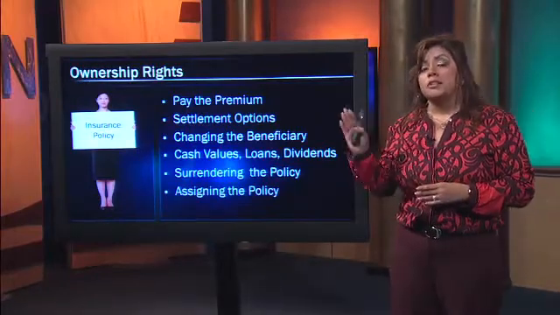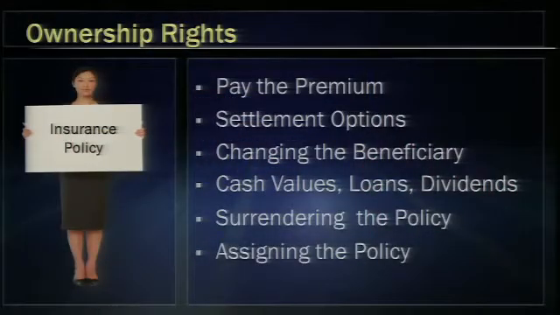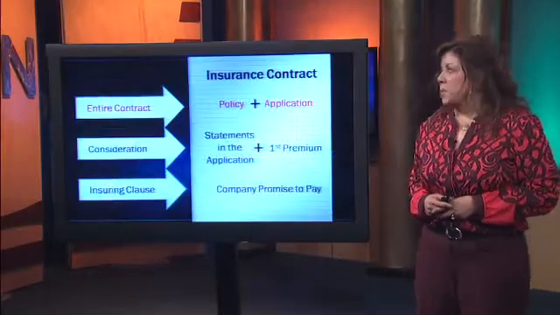Now, the owner does have the responsibility for paying the premium or the payment. They have a right to select the settlement option, which is deciding how they want the death benefit to be paid out to the beneficiary. They could assign and change the beneficiary. They have the rights to the cash value, the loans, and the dividends if available. They also have a right to surrender the policy or simply assign the policy. Let's take a closer look.